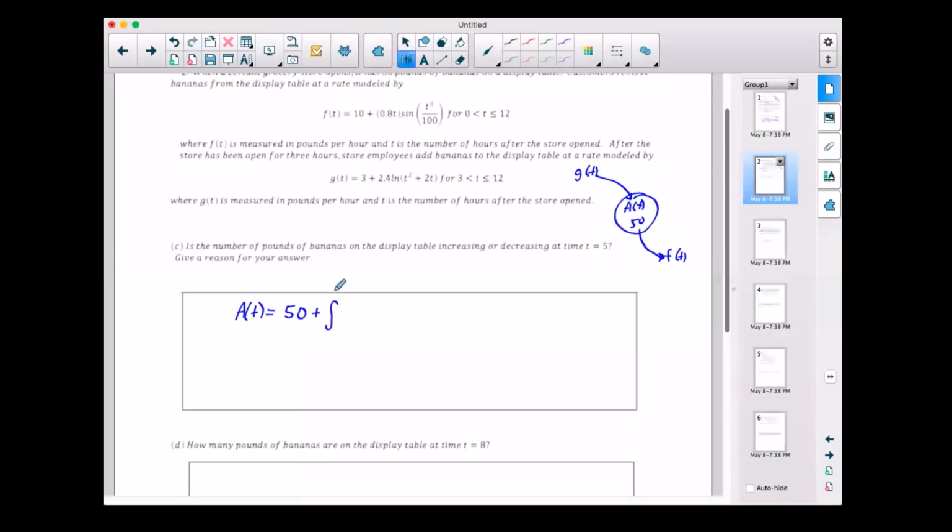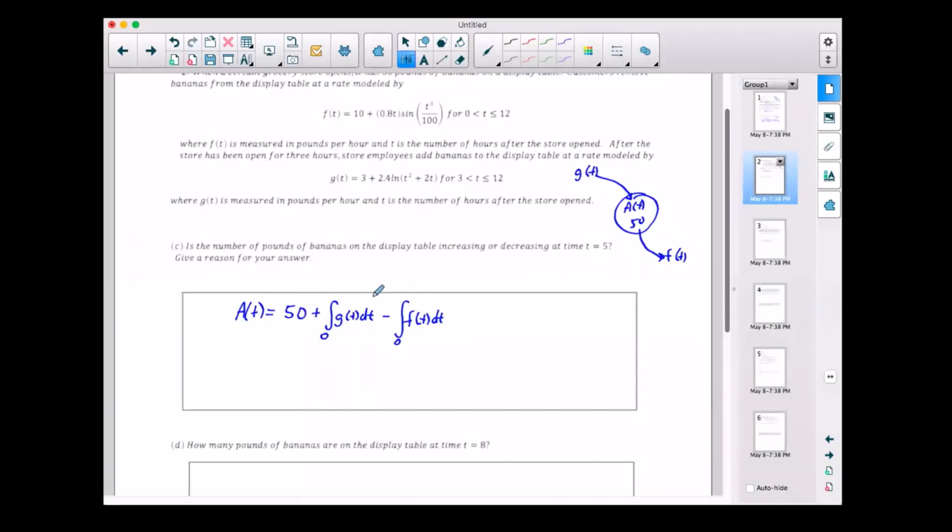And I'm going to leave this top blank for a second, minus the integral of the rate out. And I purposely left something incorrect on here, and I wanted to see if you would catch it. And so first of all, the top limits here are going to be our ending time, right?